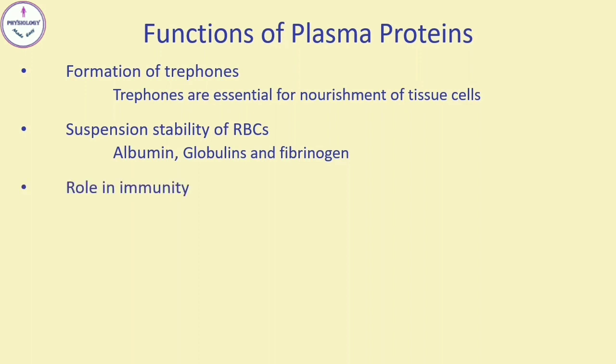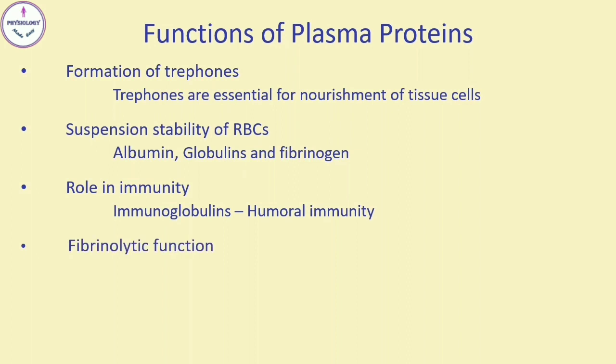Next is their role in immunity. The gamma globulins are antibodies which play a role in humoral immunity and protect the body from pathogens. Next is their fibrinolytic function. Plasminogen plays an important role. Fibrinolysis involves dissolution of the stable fibrin clot within the blood vessel. So it preserves the patency of the blood vessels and also restores normal blood flow through the blood vessel.